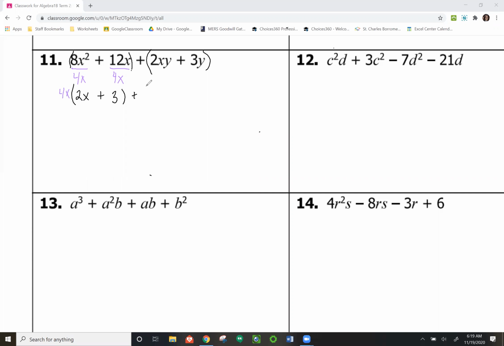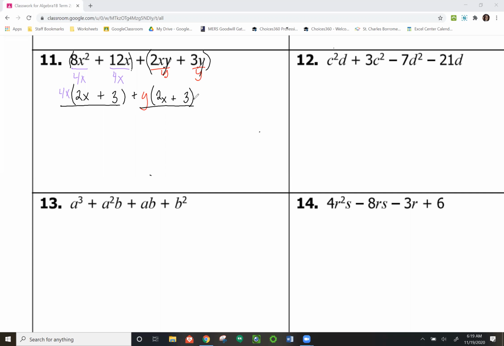All right, and then what should we pull out of here? I think I have a common factor of y. So let's pull that y out of there. And what are we left with? Those will go away, so we'll be left with 2x plus 3. All right, now on for our second round of factoring the greatest common factor.